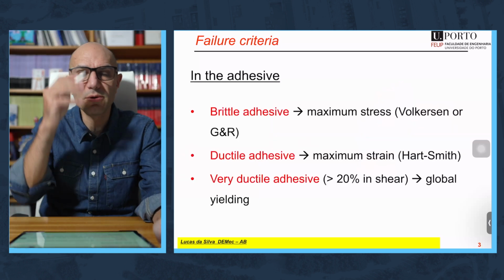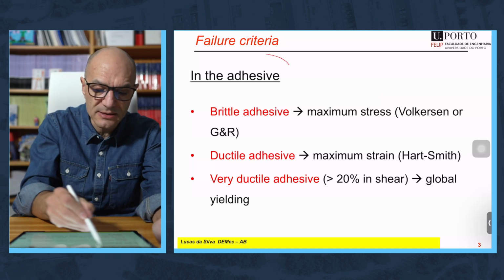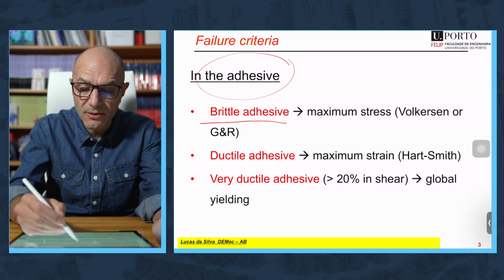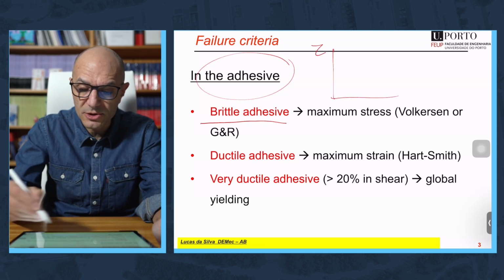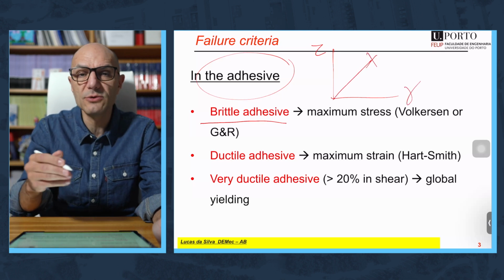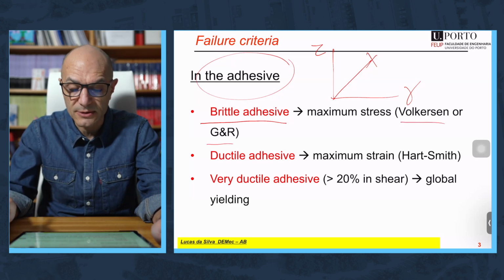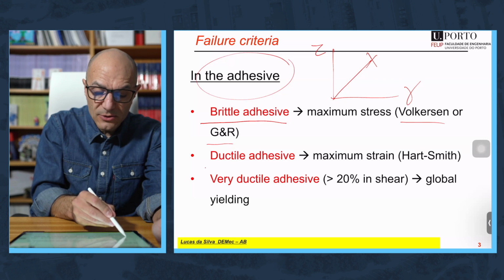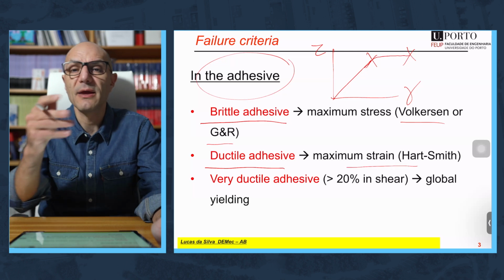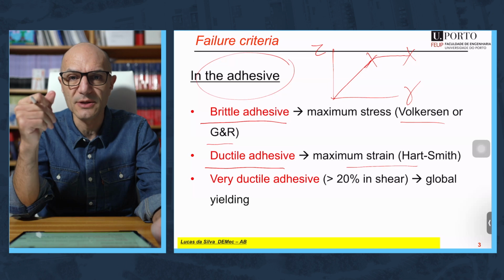So let's start with the cases where the failure is dictated by the adhesive, where the failure takes place in the adhesive. And we have basically three situations. When the adhesive is very brittle, when practically the shear strain curve is elastic up to failure, then you can use a stress limit, and you can use the Volkersen or Goland-Reissner models. When the adhesive has some ductility, then you can use Hart-Smith, and it fails when the strain in the adhesive reaches the failure strain of the adhesive.